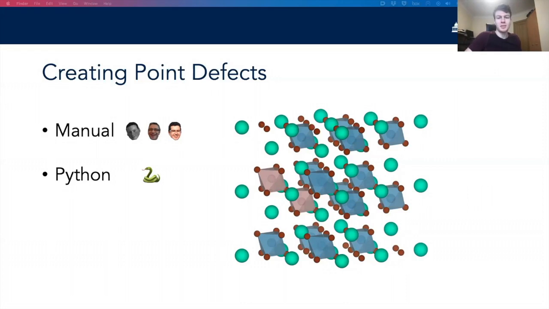So the next question is how we go about creating the point defects in our simulation supercell. There are two main ways of doing this. We can use the good old pen and paper, so manual file editing, or, as is becoming increasingly popular, semi-automatically through Python.